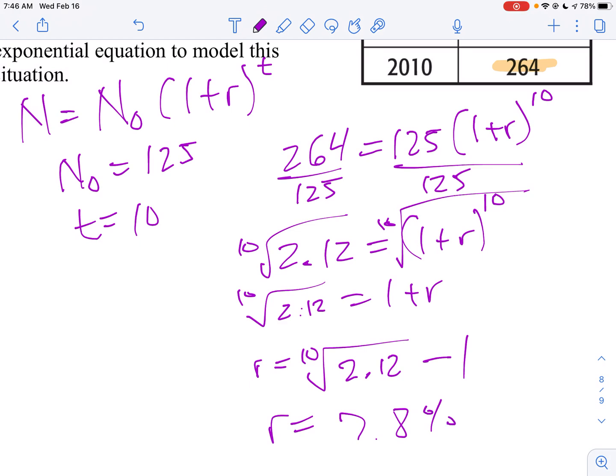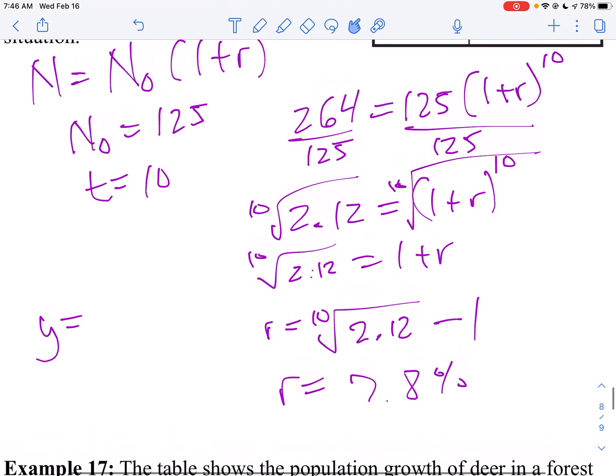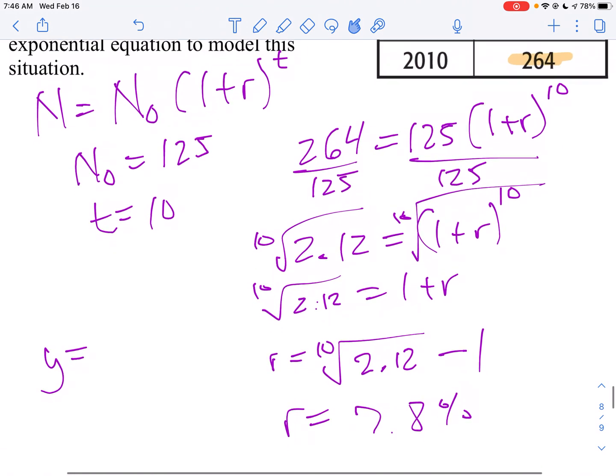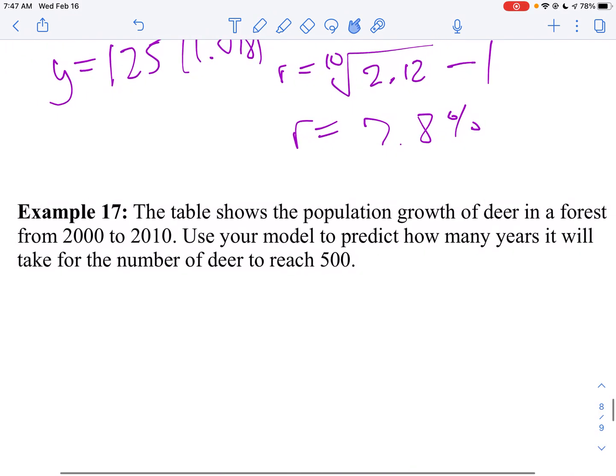So if I write that as an exponential equation, I'm going to say y equals 125, so that's my a, times 1.078 raised to the t power. And there we have it. Now we're going to take that formula and just apply it on example 17.